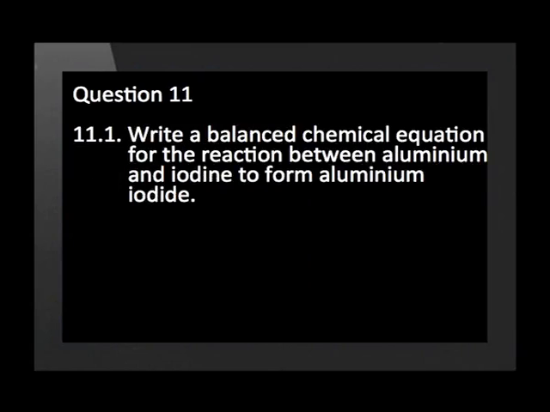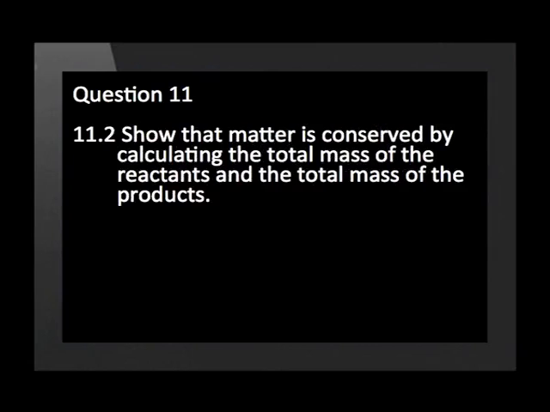Question 11. Write a balanced chemical equation for the reaction between aluminium and iodine to form aluminium iodide. Show that matter is conserved by calculating the total mass of the reactants and the total mass of the products.